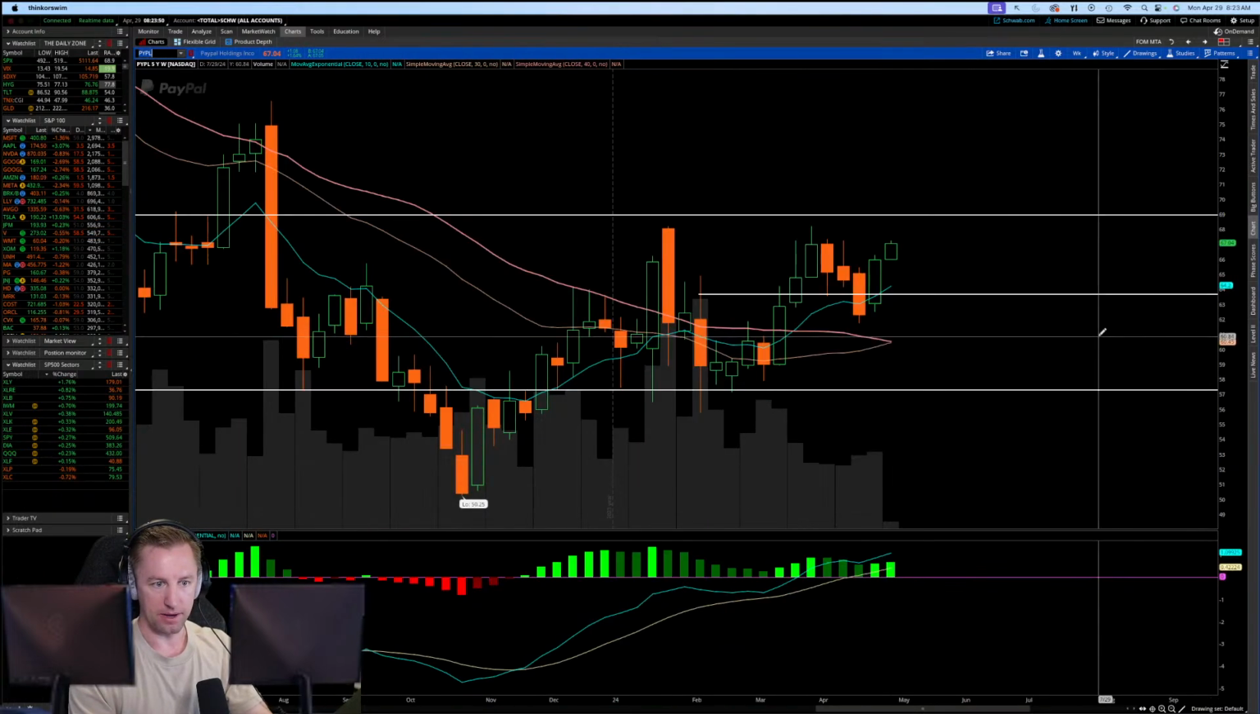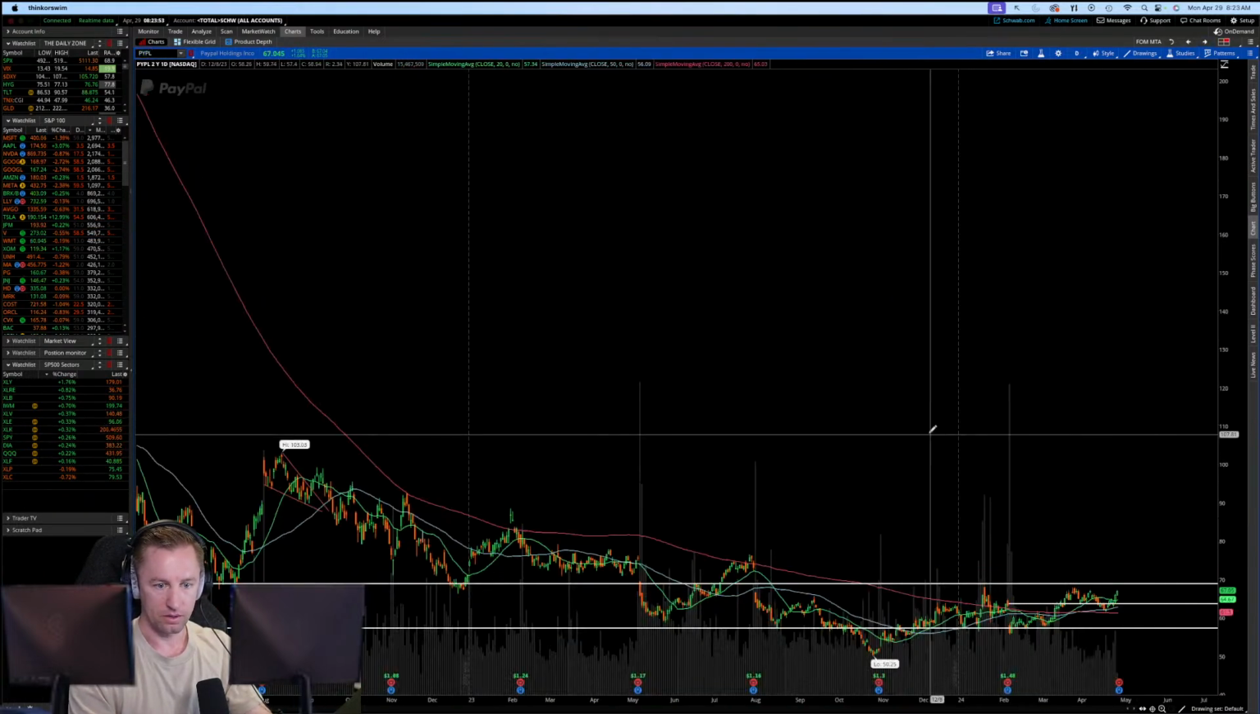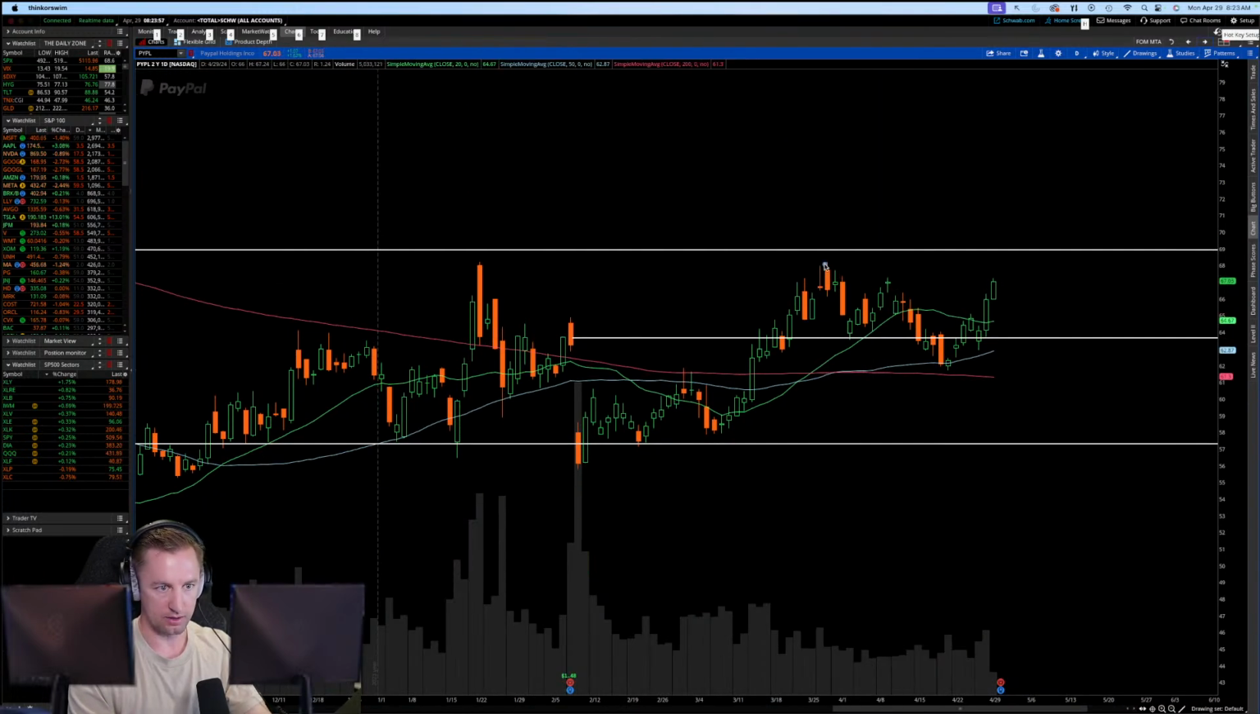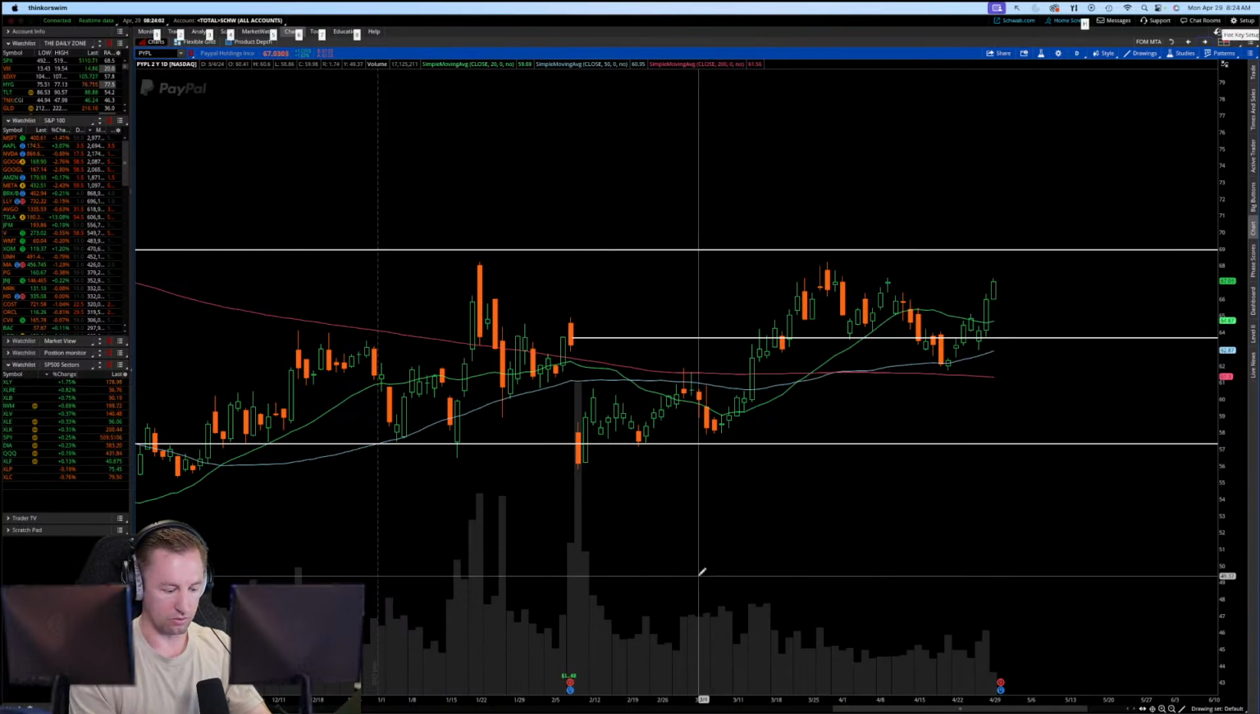All right, let's take a look at PayPal. Yeah, PayPal is getting some nice moves here, some good follow through, breaking out of this little downtrend. Does have earnings coming around the corner here.